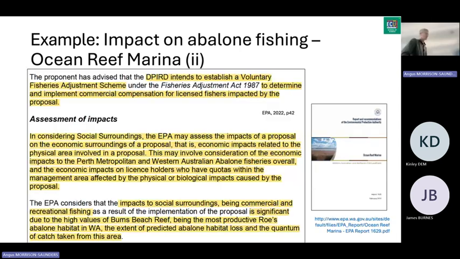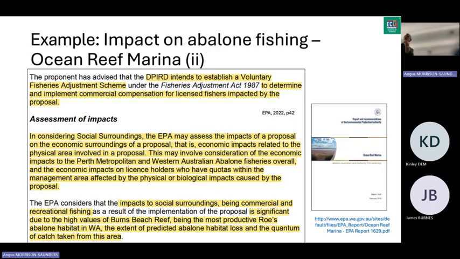And so, of course, what that means is that the existing abalone fishers are going to suffer a loss of economic resource because their fishery is being destroyed by putting the harbour there. And that is an economic impact that the EPA can legitimately consider. So, this is what it says in the actual EPA report about it.